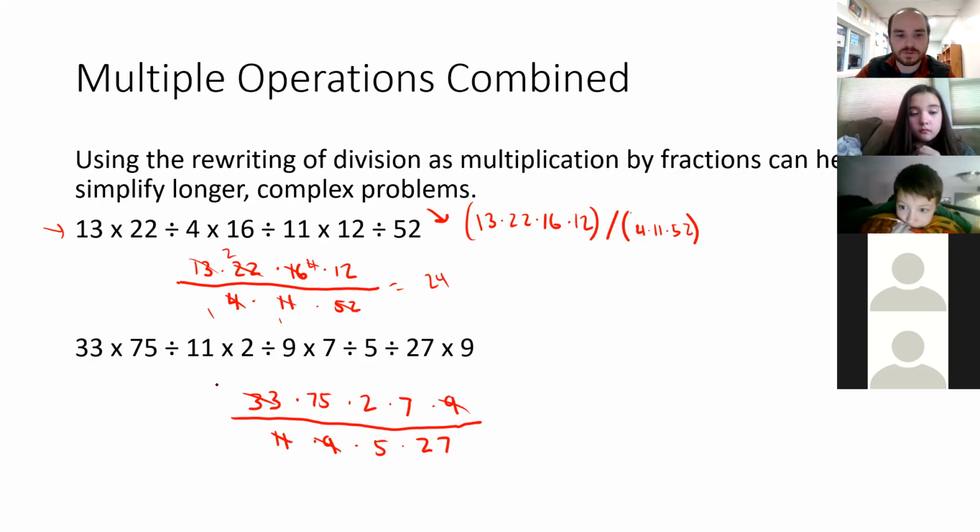We've got an 11 and a 33, which will simplify to 3 over 1. We've got a 5 and a 75, which will reduce to 15 and 1. And then we've got this and this, which can cancel to 5 over 9.